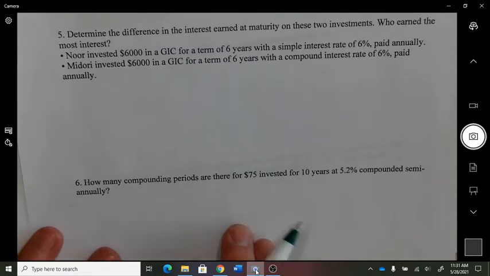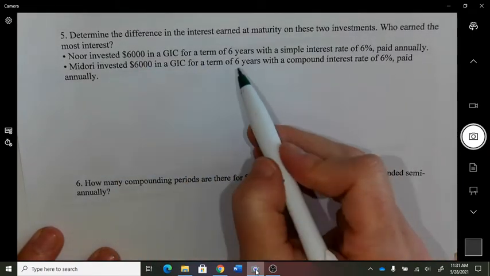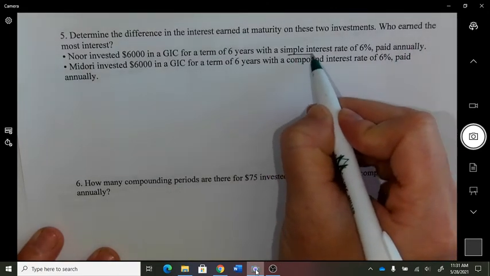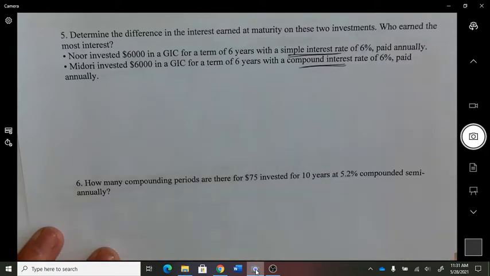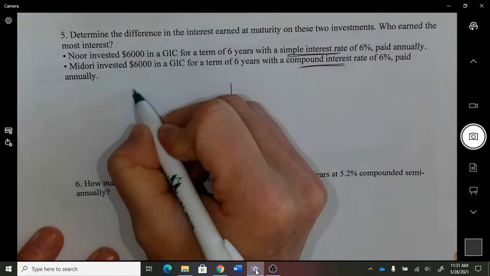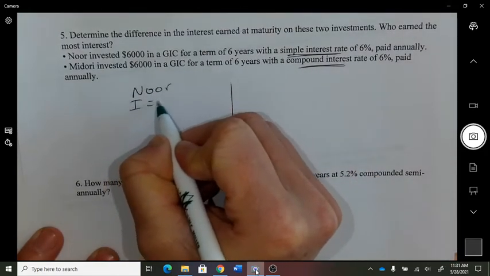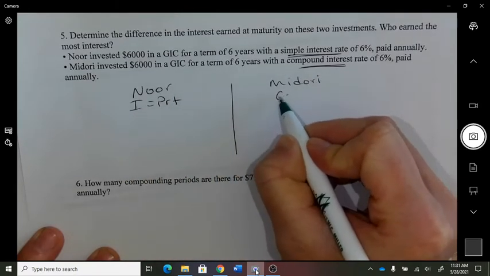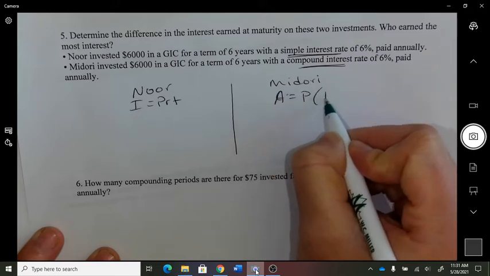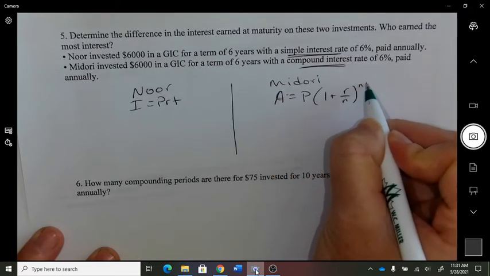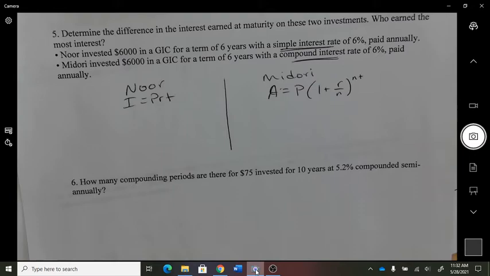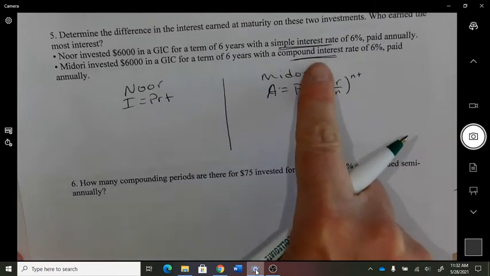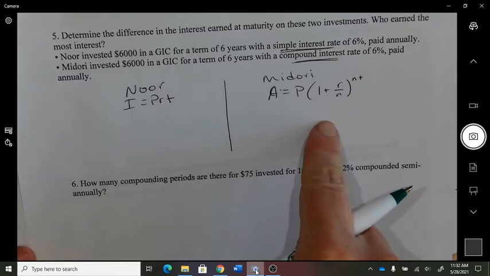Okay, we have two different investors. 6 grand, 6 years, 6% is the same in this question. The difference is one is simple interest and one is compound interest. So Nura is simple. Midori is compound. So these are the differences in the formulas. Knowing all the numbers are the same, I should understand the compound interest will be higher.